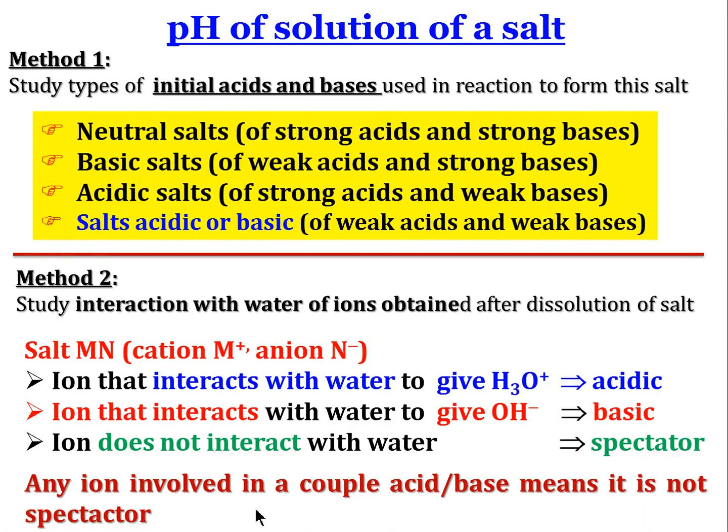Now, how to know if the ion involved is a spectator or not? Any ion involved in an acid-base couple means it interacts with water, so it's not a spectator.